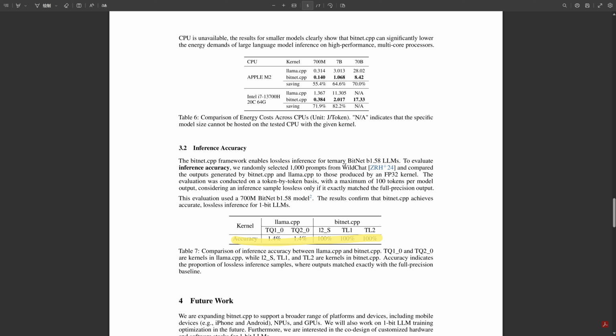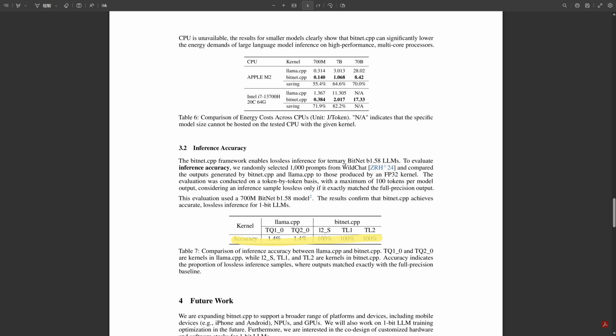The key finding is that BitNet.cpp achieves 100% lossless inference for these ternary BitNet b1.58 LLMs across all three kernels, I2_S, TL1, and TL2. 100% lossless. You mean the output was identical to the full precision model? Identical, token for token, for all the prompts they tested, which is a stark contrast to the llama.cpp kernels they evaluated. Under the same strict matching conditions, llama.cpp only achieved about 1.4% accuracy.